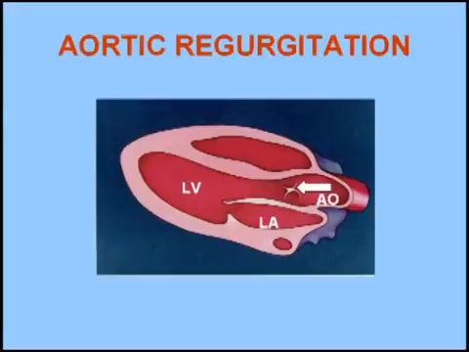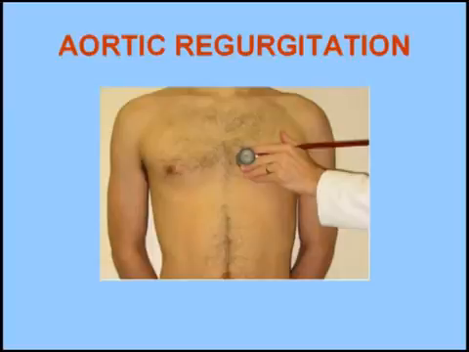This figure shows the direction of regurgitant flow in this disease. In summary, the murmur of aortic regurgitation is a diastolic, decrescendo murmur which is high-pitched in character and heard best in the third or fourth left intercostal space.